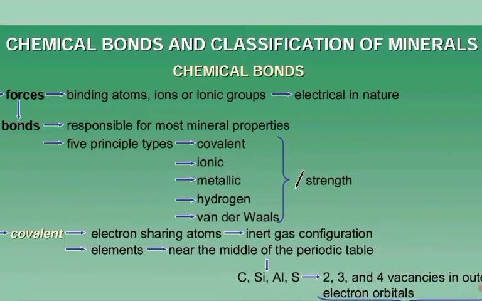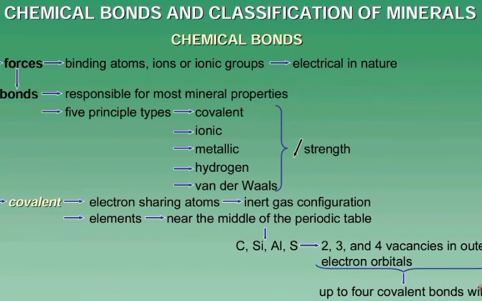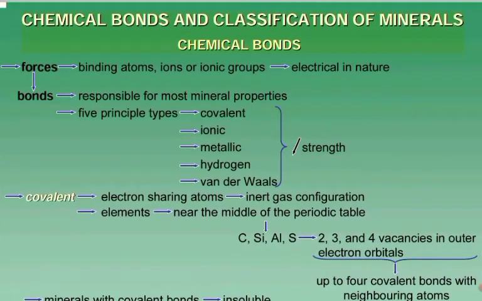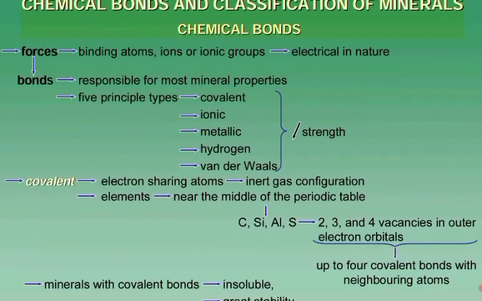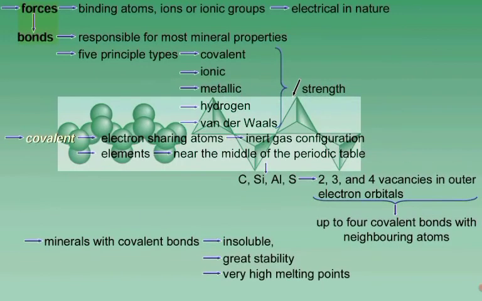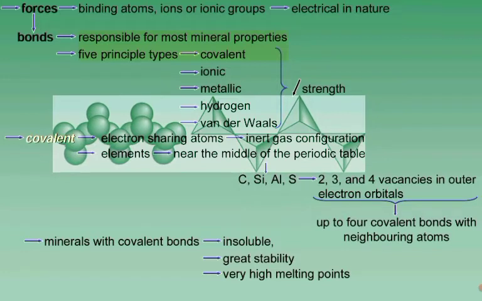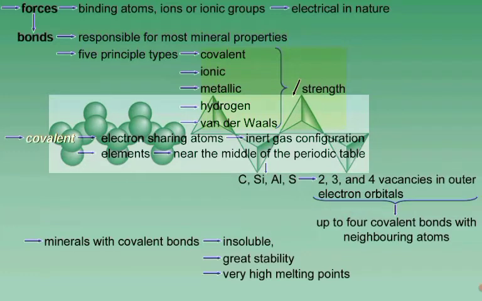Chemical bonds and classification of minerals. Forces binding atoms, ions or ionic groups are electrical in nature. These forces are responsible for most mineral properties. Five principal types: covalent, ionic, metallic, hydrogen, van der Waals, in order of strength.